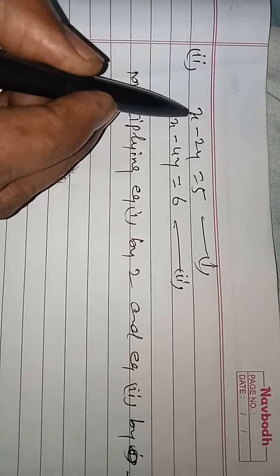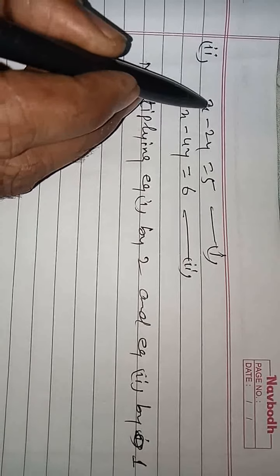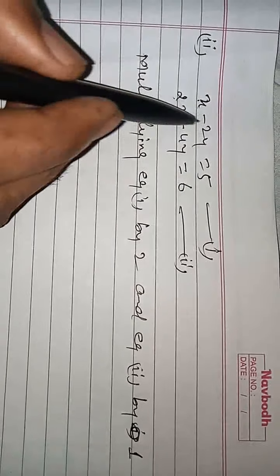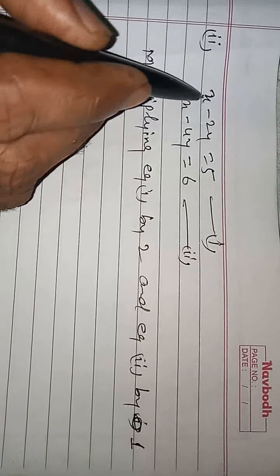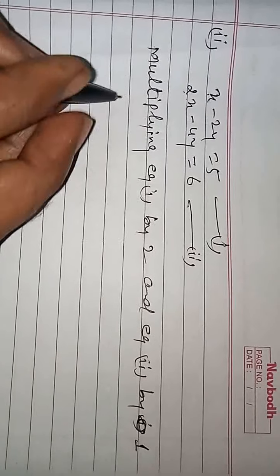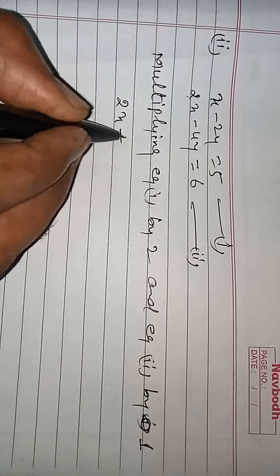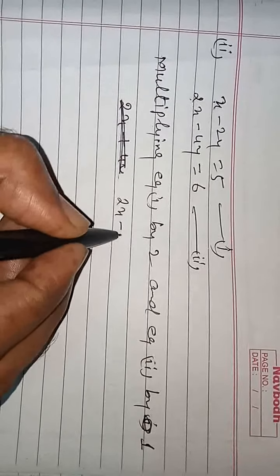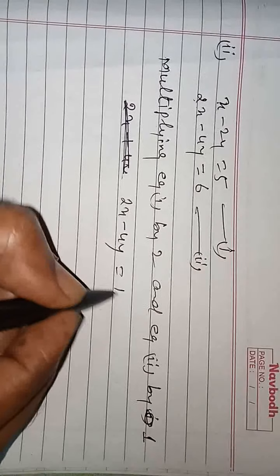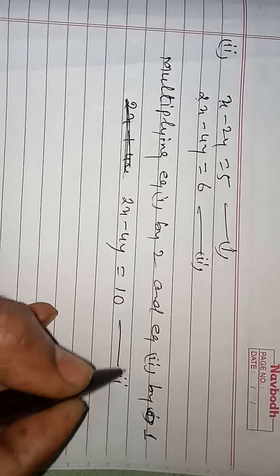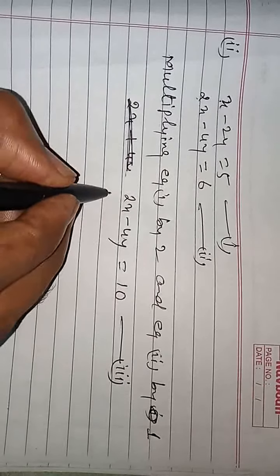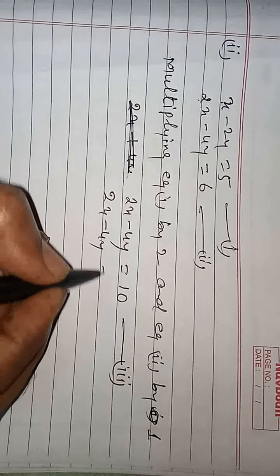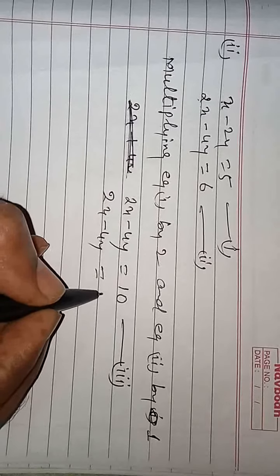यहाँ पर x का कोफिशिएंट 1 है। यहाँ x का कोफिशिएंट 2 है, तो इक्वेशन फर्स्ट को हम 2 से मल्टीप्लाई करेंगे, इक्वेशन 2 को हम 1 से मल्टीप्लाई करेंगे। So we get 2x minus 4y is equal to 10. This is equation third. Now 2x minus 4y is equal to 6.